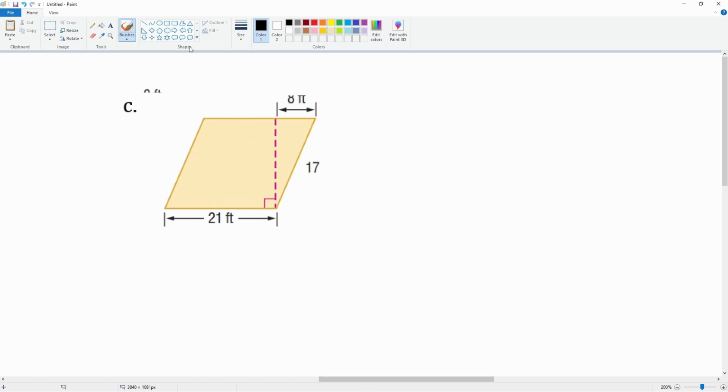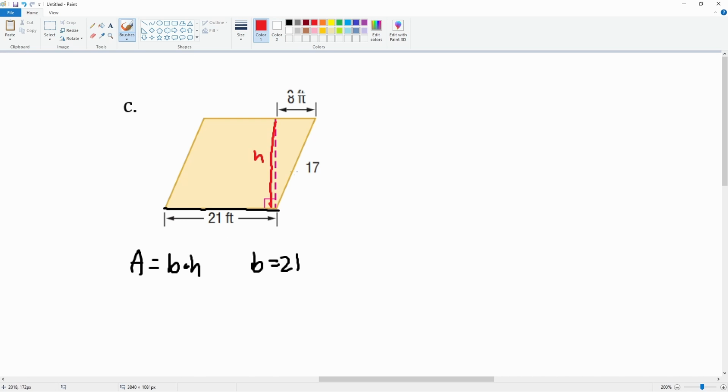And our last one. Here we have the parallelogram, and our formula again here is area is equal to base times height. Do we have the base? Yes, we do. Base is this thing right here, which is going to be 21. And then we need the height. We are missing the height here.